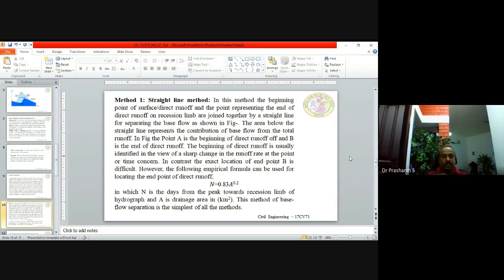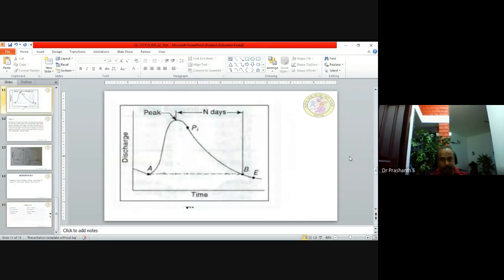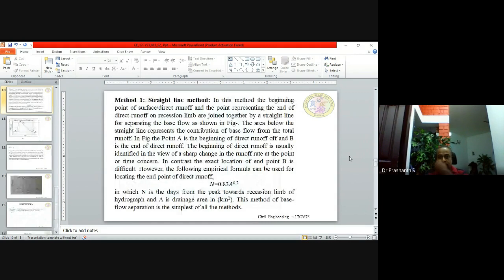The area below the straight line represents the contribution of base flow from the total runoff. In the figure, the point A is the beginning of the direct runoff and point B is the end of the direct runoff. I'll show it in the next slide. See here, point A is the beginning of the runoff, point B is the end of the hydrograph. So the area below the straight line represents the contribution of base flow from the total runoff.